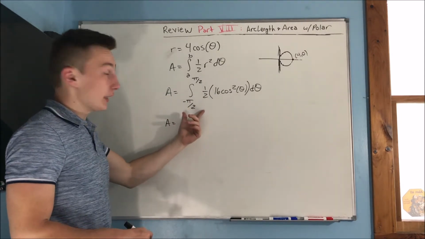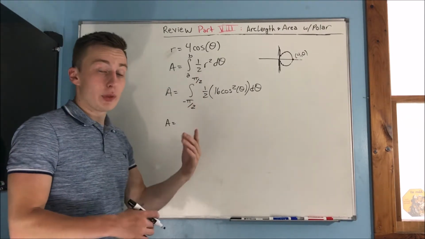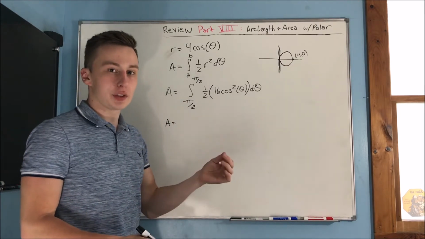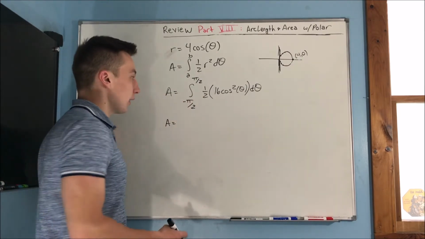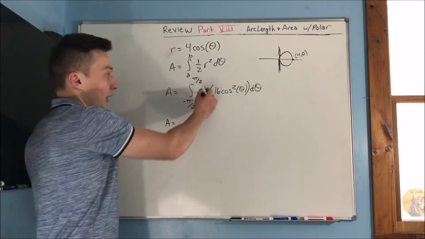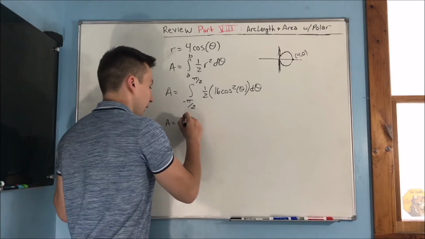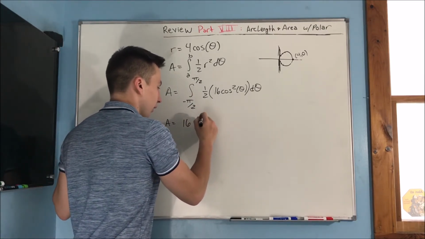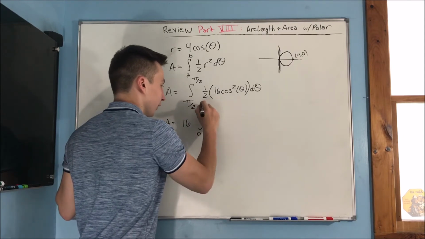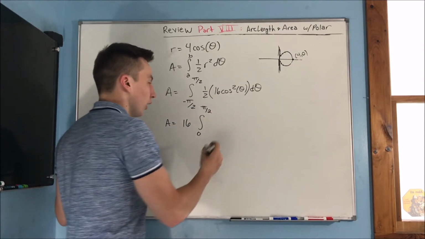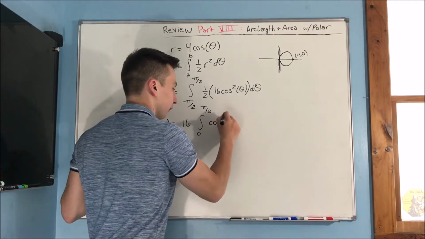We can also, since there is symmetry, integrate from 0 to pi over 2 and just multiply the outside by 2, which gets rid of this 1/2, and we'll be left with the area equaling 16, the integral from 0 to pi over 2, of cosine squared theta d theta.